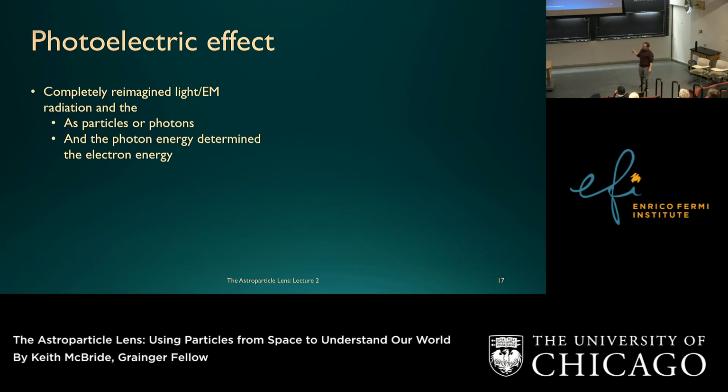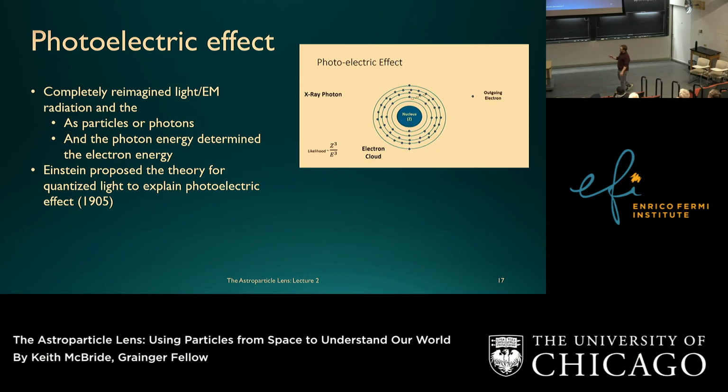And the photon energy, the X-ray or ultraviolet light energy, determined the energy of the electron that was kicked out. And so Einstein, as you probably know, proposed the theory to say this is quantized light. Light only comes in quantum packets, to explain this photoelectric effect. So the illustration shows you how we can explain the photoelectric effect. The X-ray comes in, hits an electron inside an atom around the nucleus, and ejects that electron out. And these two things are related and revolutionized our understanding at the time.